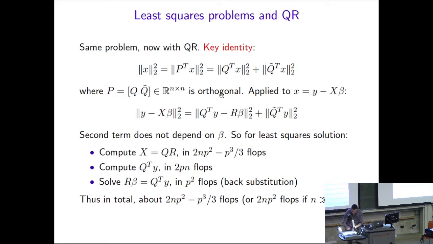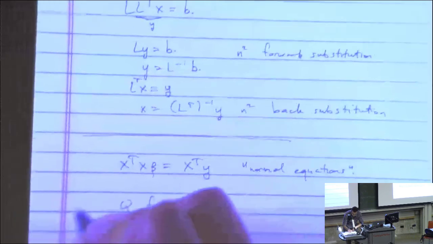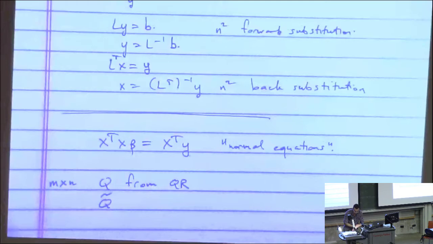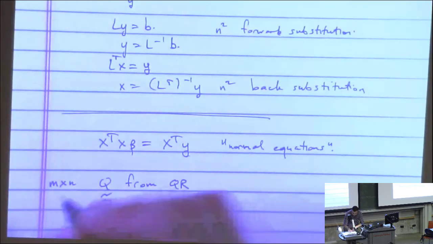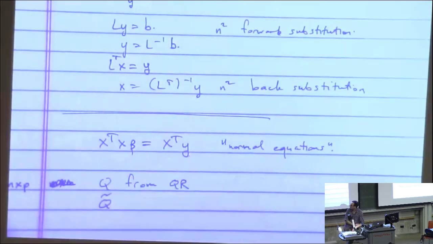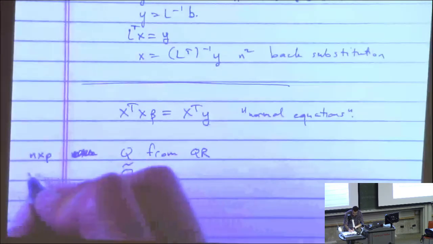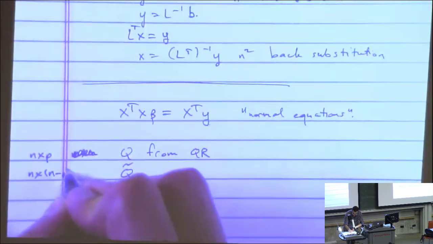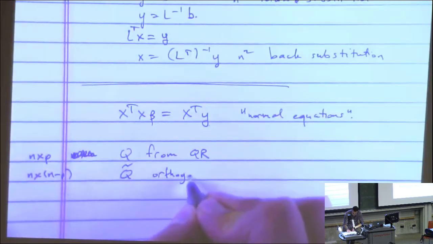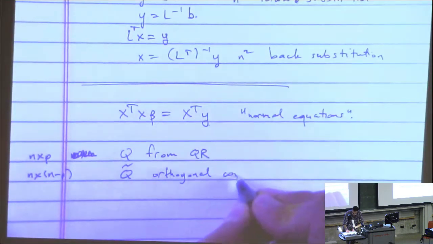So let's suppose I give you the Q from QR, and I form another matrix Q tilde. Let's suppose Q is n by p. I used the least squares notation here. And let's suppose that Q tilde is n by n minus p, and this is also orthogonal, and it completes the basis.